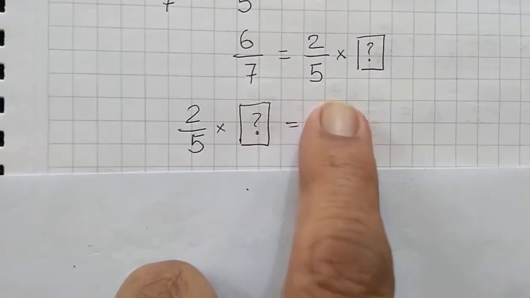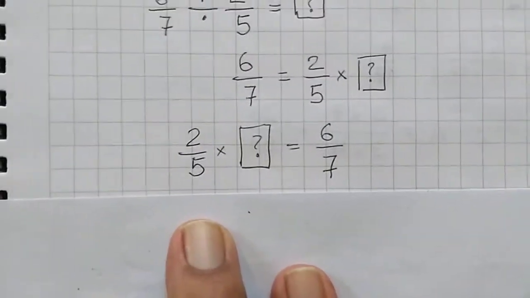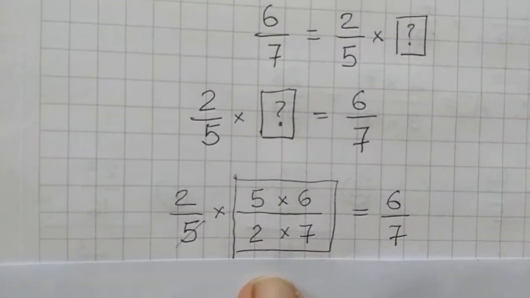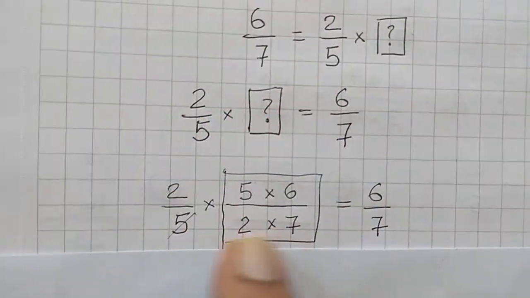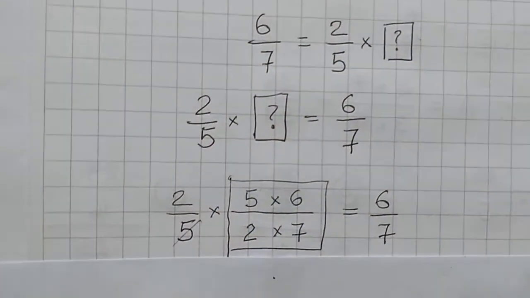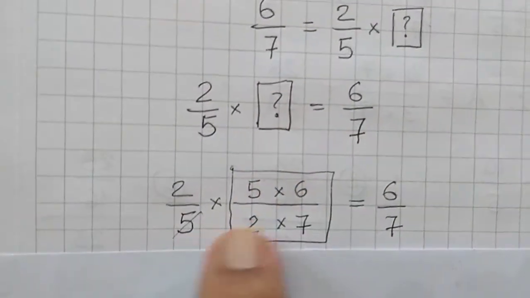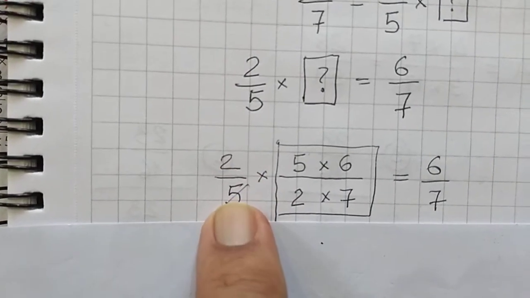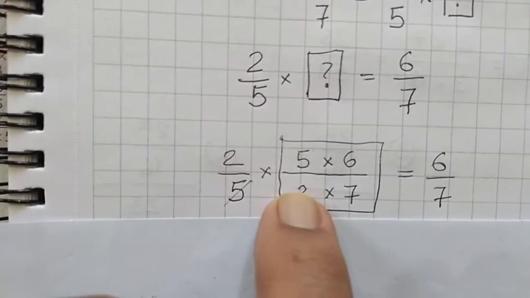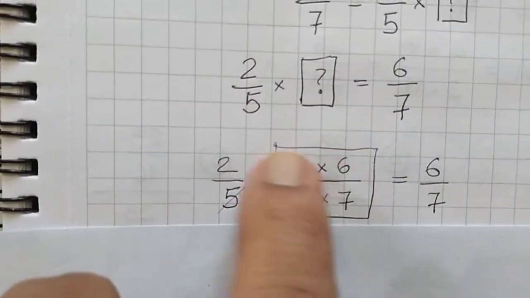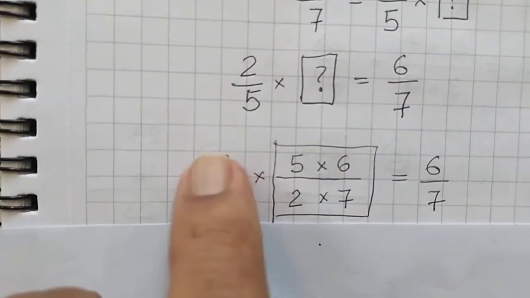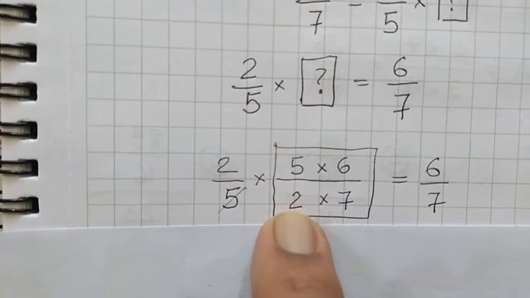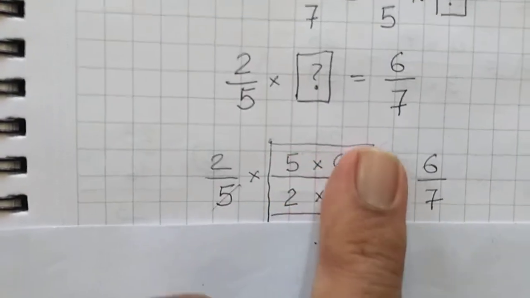What can I put here so that I get 6 over 7? So here is where I use a little bit of ingenuity or cleverness. So first of all, that question box, I expand it into a bigger box. So we need 6 over 7, and we need to get rid of this 2 over 5. So the simplest way to get rid of the 2 over 5 is to multiply it with 5 over 2. Because then 5 and 5 will cancel out, 2 and 2 will cancel out. So first thing I do is I take this fraction and I write the inverse here. That becomes 5 over 2.